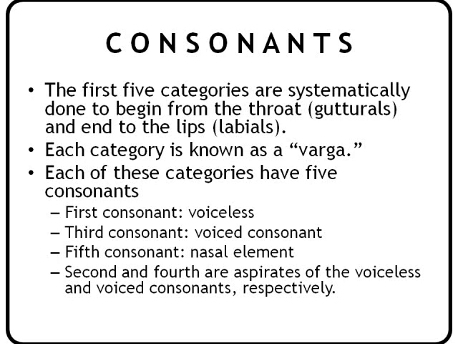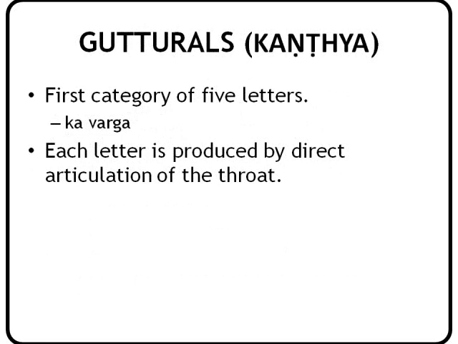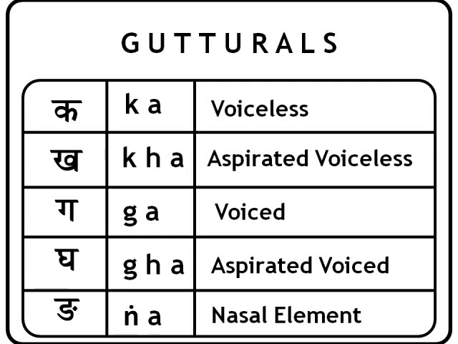Now, this is a lot of terminology, and this may seem overwhelming, but I think the best way you'll understand it is when you see the consonants, when you see the sounds in action. So without further ado, let's begin. So this lesson we're discussing the gutturals, or the kanthya consonants. This is the first category of 5 letters, and as I mentioned before, this is called the ka-varga because the first letter of this row is ka. And because they're gutturals, each letter is produced by direct articulation of the throat. So here are the 5 consonants we're going to study today.